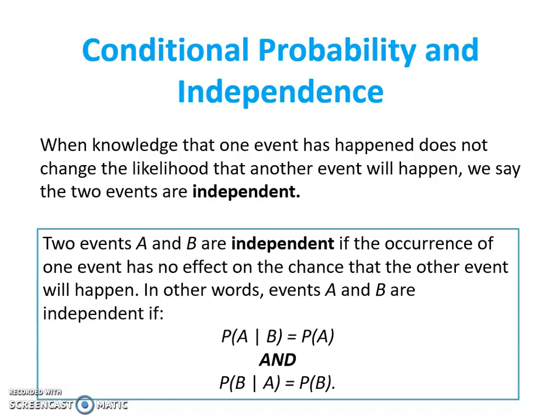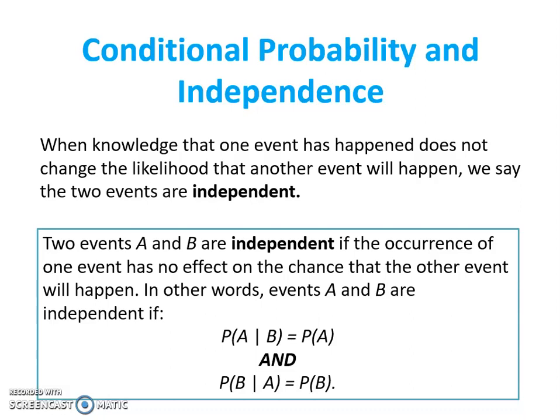Now, it has to be both, not just one. So if you check one, if it works out, you got to check the other one and be sure that they both work out. Now, of course, if you've checked one conditional probability and it doesn't hold true, no need to check the other one because you have enough information to show that they are not independent.